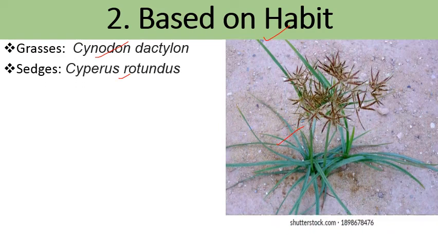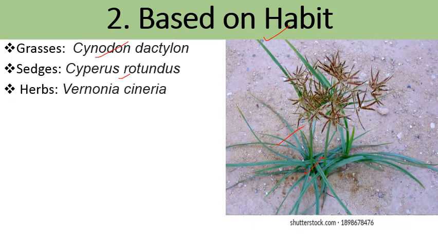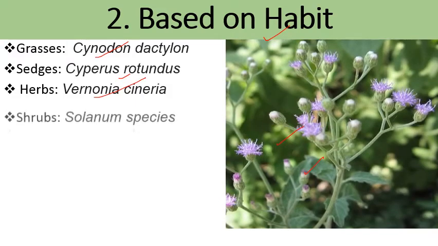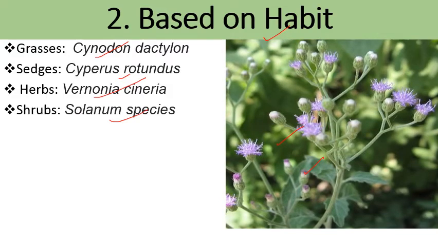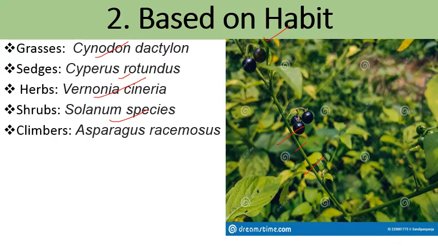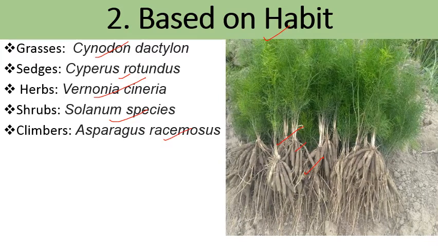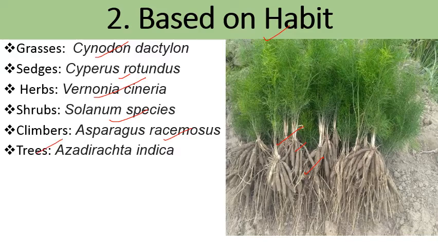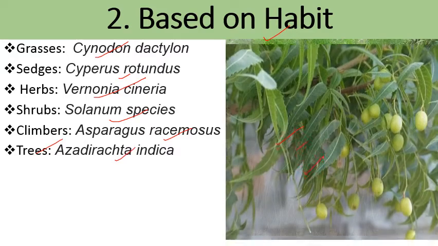This is the photograph of Cyperus rotundus. Then herbs, we have Vernonia cinerea, which is used for the preparation of medicine. Then we have shrubs like Solanum species. This is a photograph which shows Solanum species. Then next comes climbers, like we have Asparagus racemosus, commonly known as shatavari. So this is the climber. The next, tree, that is Azadirachta indica, commonly known as neem or margosa tree.